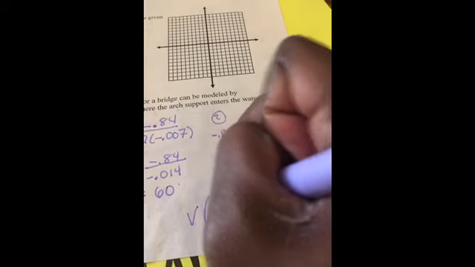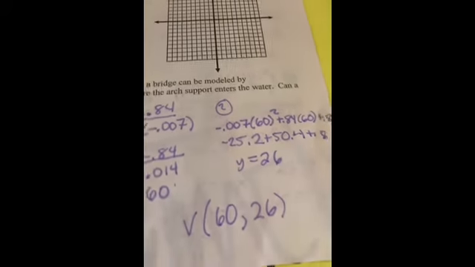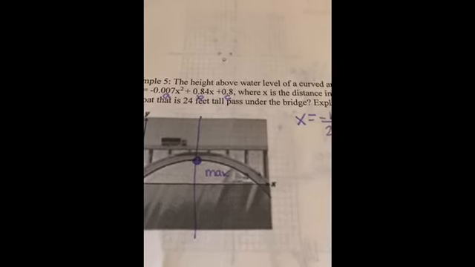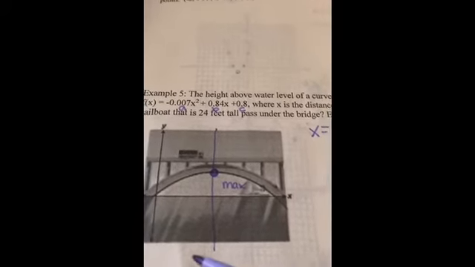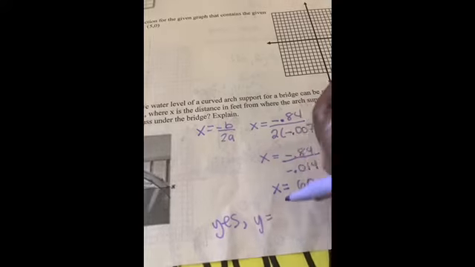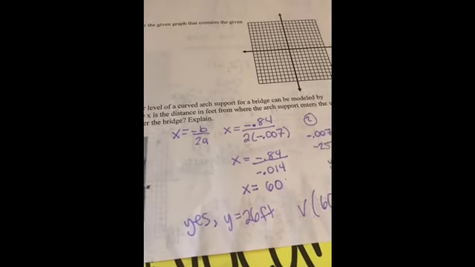So the vertex for this quadratic function is at 60, 26 feet. So since our y is 26, that means that this bridge is 26 feet tall because of the y. So will the 24-foot tall sailboat be able to pass under the bridge? You should get yes. Why? Because y equals 26 feet. So it is 26 feet tall. Got it?